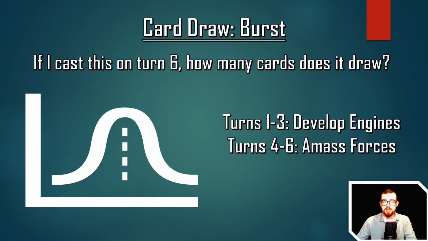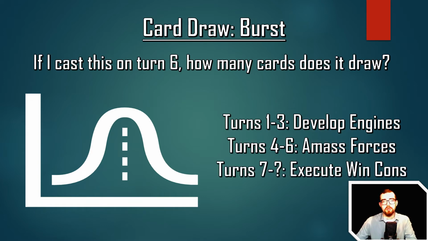Turns 4 to 6, you are actually kind of accumulating your value and waiting to use it until turn 7, where you start executing your win conditions. Usually people will stop you if you get into them as early as turn 7, but most games nowadays end on turn 8, so you do have to kind of keep that in mind. Burst card draw then being evaluated on turn 6 makes a lot of sense. So moving forward, that's how I'm going to evaluate all burst card draw.